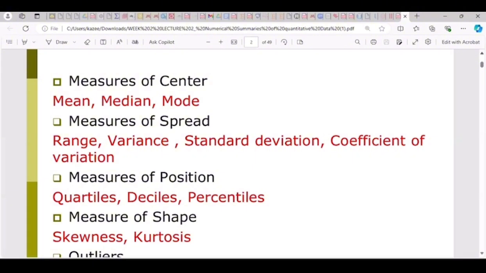I remember on Monday, I walked you through histogram and stem plot. With the histogram and stem plot, you will be able to know how the data set is distributed. Is it symmetric or skewed? Is it skewed to the right or skewed to the left?